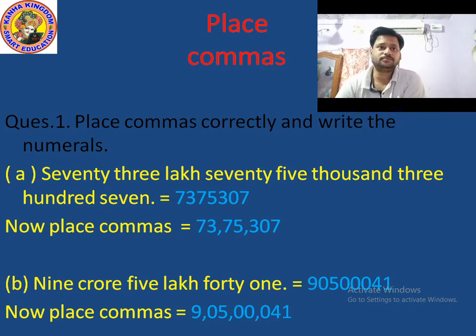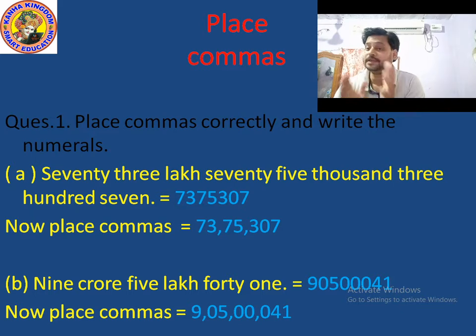73 lakhs 75,307. First you have to write down the numeral, meaning you have to write the answer in numbers. Once again I repeat the question: 73 lakhs 75,307. Okay, so how do you insert the comma properly?